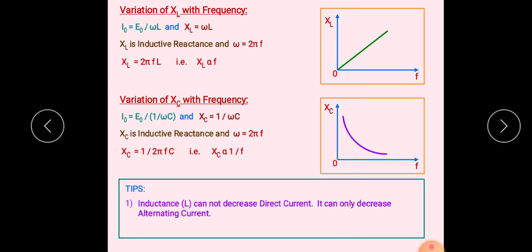There are some important terms. Inductance cannot decrease direct current, it can only decrease alternating current, and capacitance allows AC to flow through it, but it blocks DC. How does it block DC? For direct current omega is 0, therefore XC equals 1 upon 0, which is undefined. It shows very high resistance towards DC, therefore it blocks DC but it allows AC.